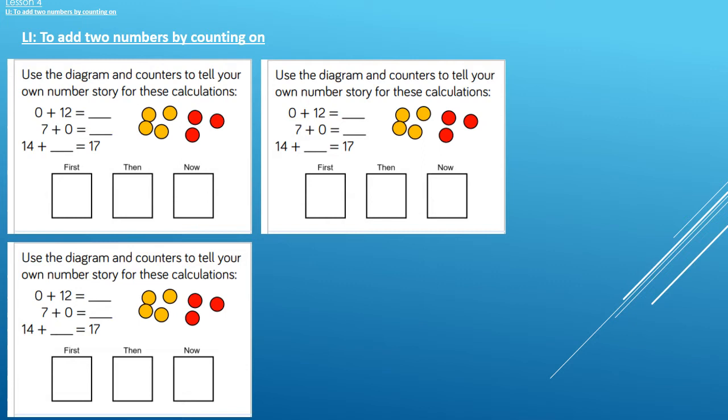But now we need to make a number story for it. So first, there were 12 balloons. And then 0 balloons came along. So we ended up with 12 balloons still.